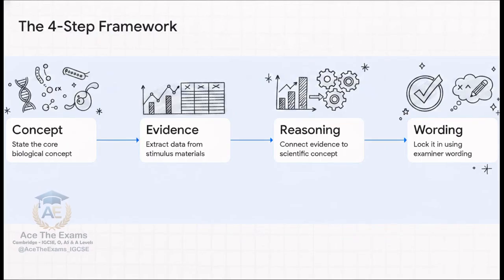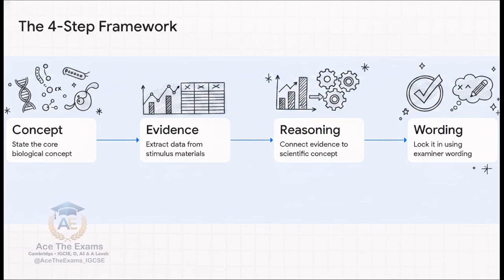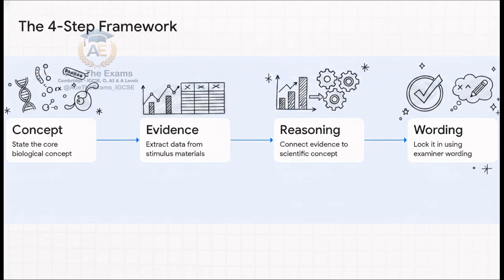Here's the secret. Marks in Cambridge Biology are awarded for the process, not just your final conclusion. This is the 4-step framework you absolutely must use. Step 1, state the concept, like defining an intron or exon. Step 2, pull evidence or data directly from the stimulus materials provided in the question. Step 3, apply scientific reasoning to connect that data to your concept. And Step 4, lock it all in using precise examiner wording.